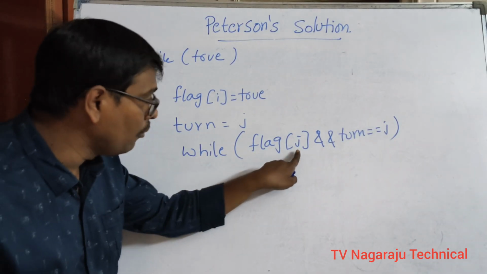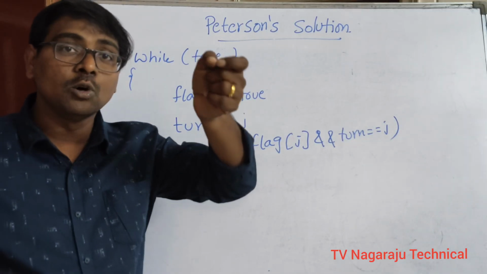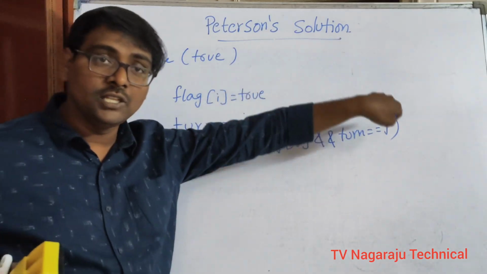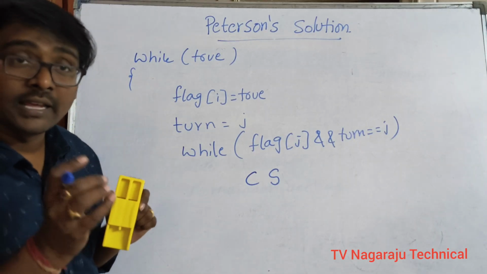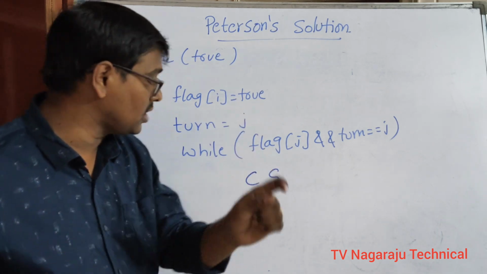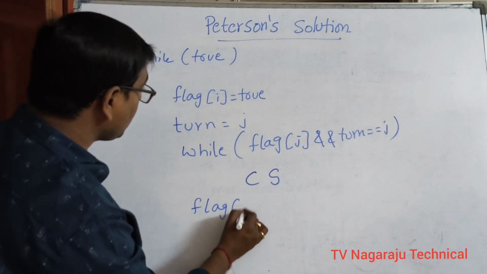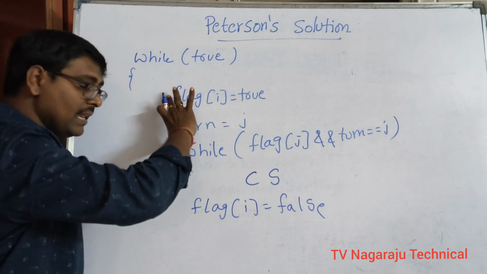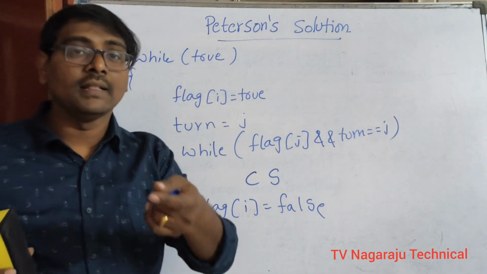Here, within the while loop, if flag of j is true, that is, j is also ready, and we are allocating the critical section to Pj only, obviously it enters into the critical section. That is, the critical section is busy with process Pj. And obviously, at the exit section, flag of i is equal to false. So this is the entry section and this is the exit section. Once we come out of the loop, the remaining things are executed.